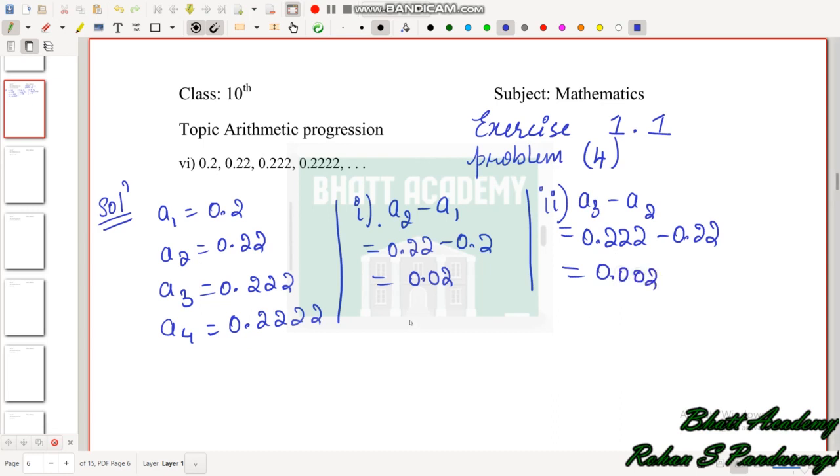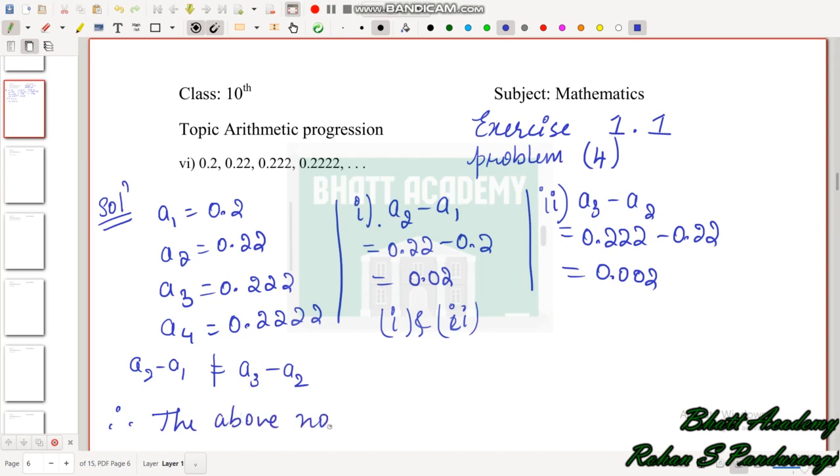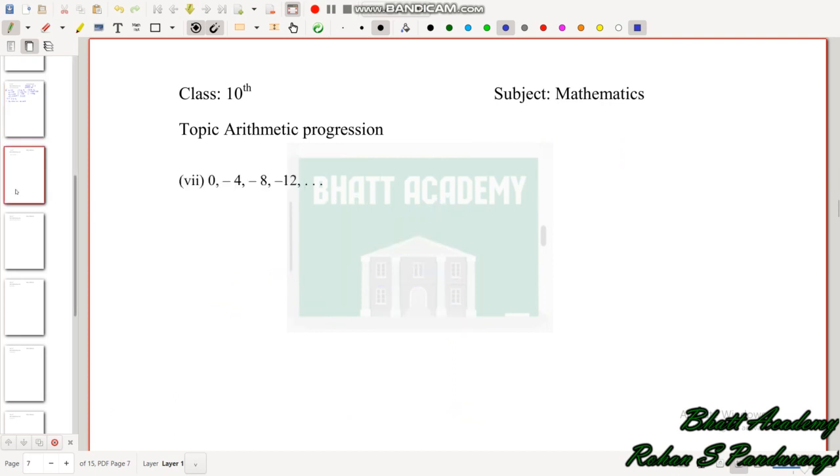0.002 ಬರುತ್ತೆ. ಸೊ ಫ್ರಮ್ 1 and 2 ನಾವು ಏನ್ ನೋಡಬಹುದು, ಫ್ರಮ್ 1 and 2 we can see that A2 minus A1 is not equal to A3 minus A2. ಅಂದ್ರೆ ನಮ್ಗೆ ಏನ್ ಗೊತ್ತಾಗತ್ತೆ, the above numbers are not in AP ಅಂತ ಗೊತ್ತಾಗುತ್ತೆ. Okay, so we'll see next problem.